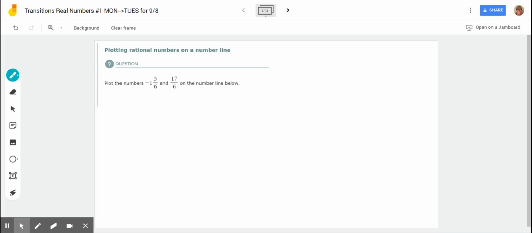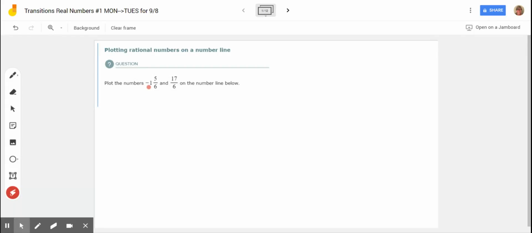Okay, so the first topic in this particular lesson or video is plotting rational numbers on a number line. One of the first things you should know is the word rational. Rational means can be expressed as a fraction. Rational is the R word for the F word. It just means it can be expressed as a fraction.